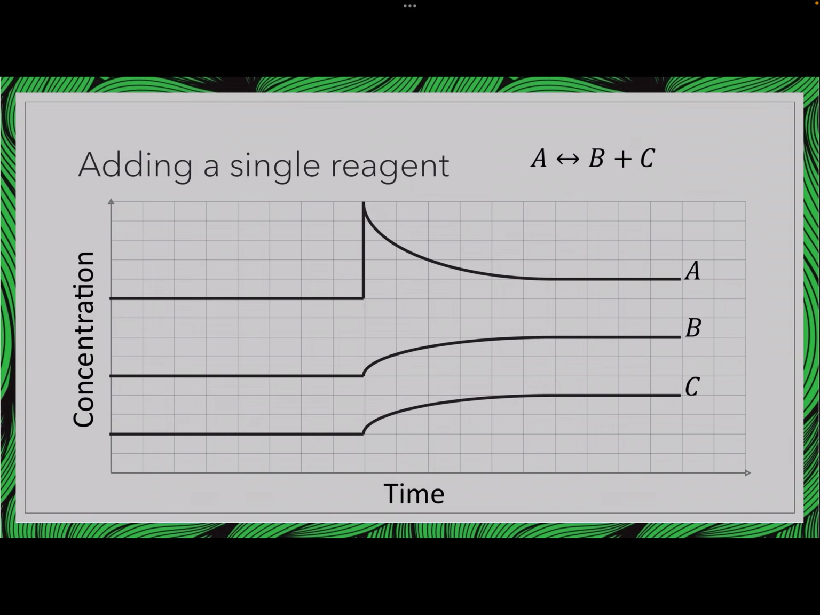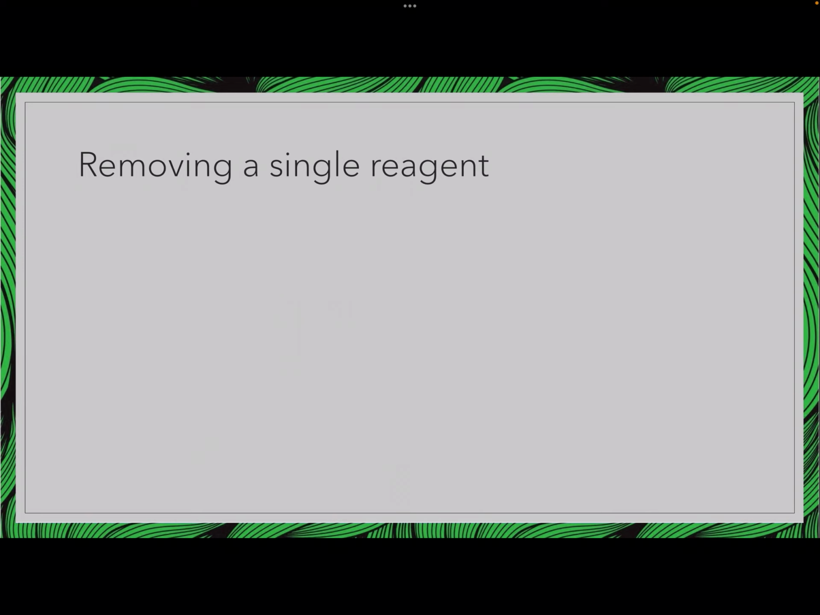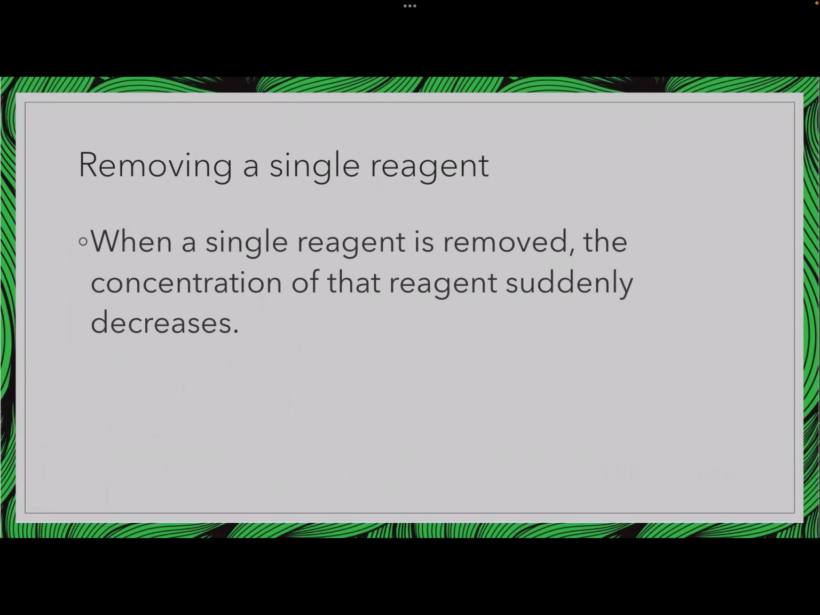When we remove a single reagent, so again, it could be removing a reactant or removing a product, it's almost the same as what we were just doing, except that the concentration suddenly decreases. So it's the concentration of just one of the reactants or products. The equilibrium then moves to minimize the decrease.